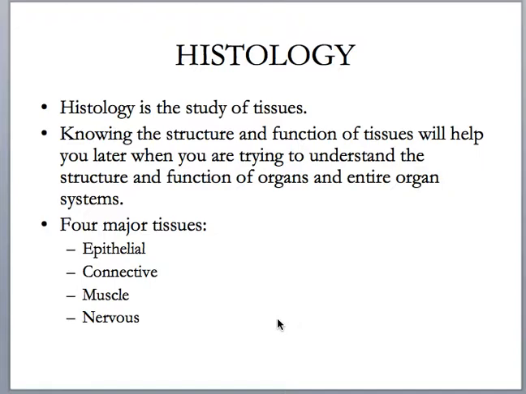In lab, you are actually going to identify the tissues on histology slides, or microscope slides, using the microscope. Every single tissue in your body can be classified as one of the four major tissues: epithelial, connective, muscle, or nervous.